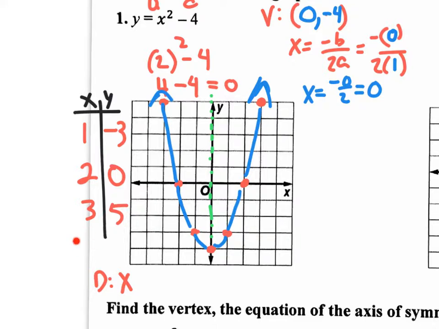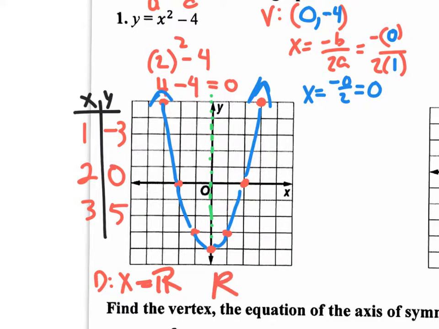You could plug in 10 if you want. 10 squared is 100, 100 minus 4 is 96, so you'd have to go 10 and then 96 way up there, right? So for the domain, the x values, you could plug in any number you want, positive or negative, so the domain is x equals all real numbers. And that's the correct domain for any parabola, whether it opens up or down, because all parabolas go left and right forever. So the domain's always x equals all real numbers.